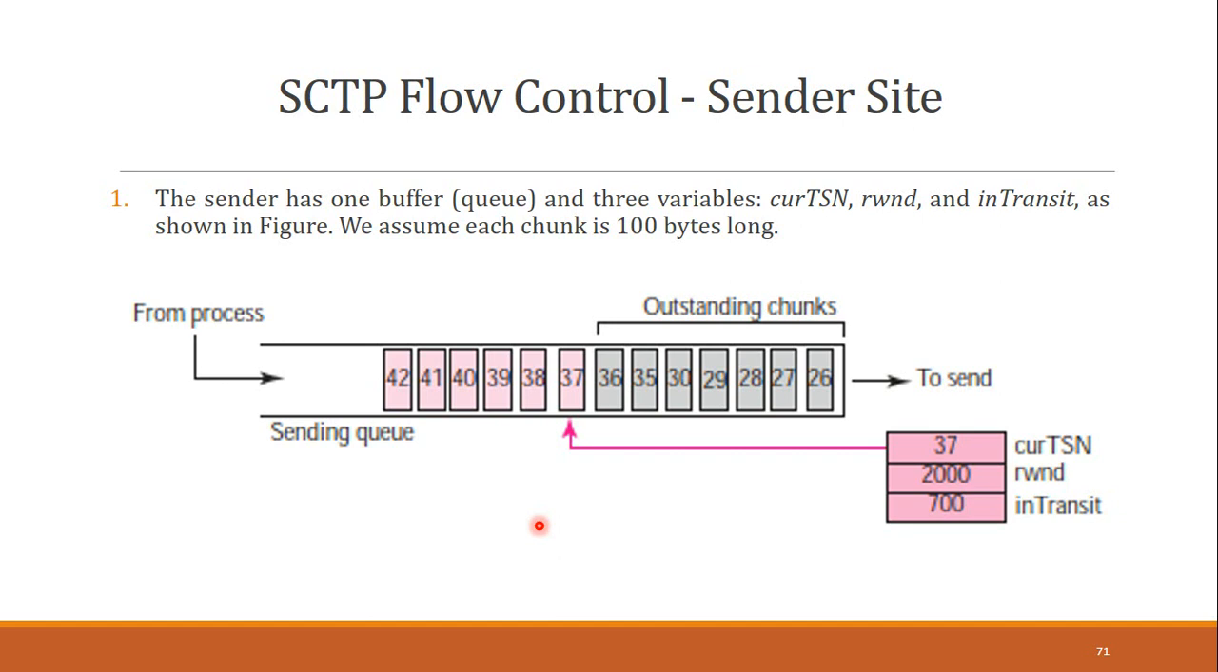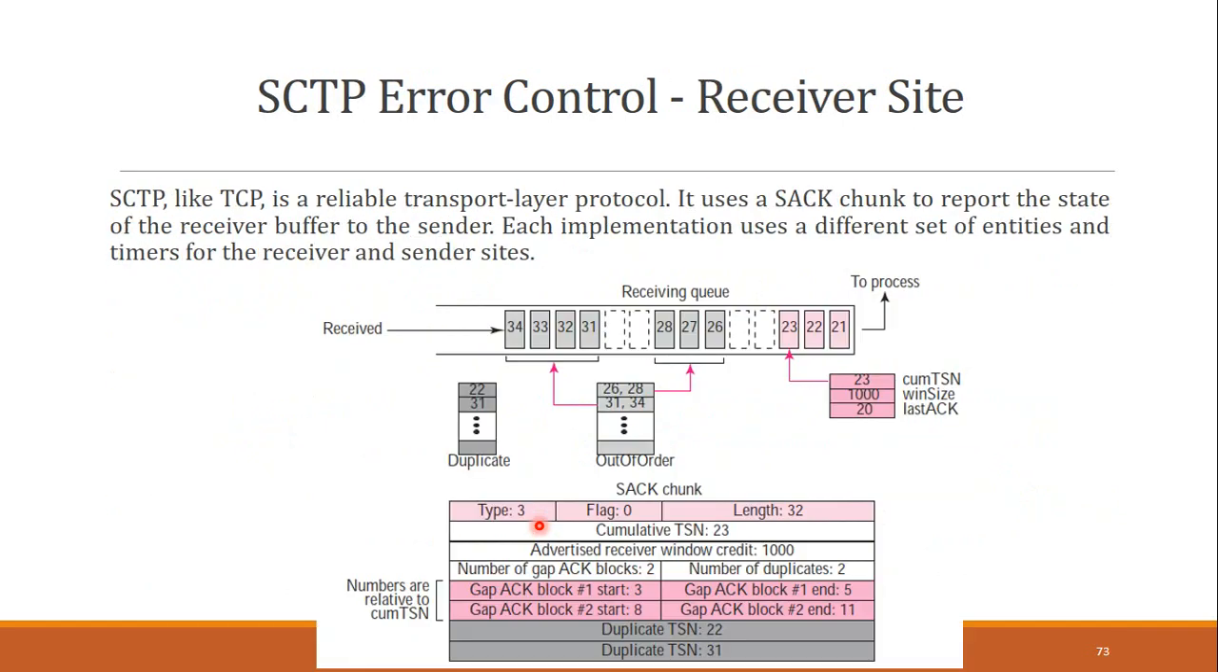Then we move on to the next topic, called error control. Now, SCTP, like TCP, is a reliable transport layer protocol. It uses a SACK chunk to report the state of the receiver buffer to the sender. Each implementation uses a different set of entities and timers for the receiver and sender side. We use a very simple design to convey the concept.